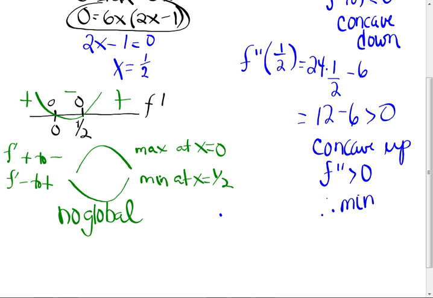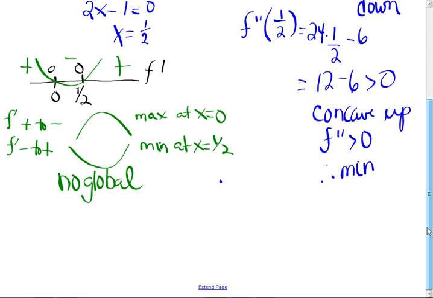When do you guarantee a global max min? What are the two conditions? Continuous function on a closed interval. It might. This one doesn't.